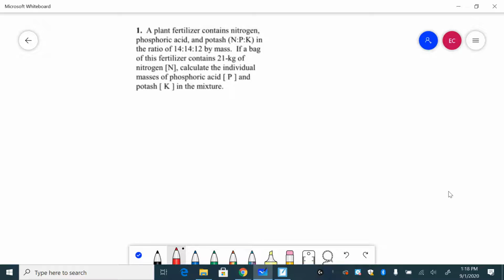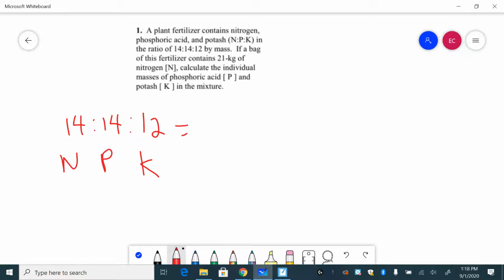So we've got 14:14:12. And I'm going to write the letters underneath it. We've got nitrogen N, P for phosphoric acid, and K for potash. Now I'm going to keep reading. If a bag of fertilizer contains 21 kilograms of nitrogen, so that's a comparative, not a prorated, it's not a total. So I'm ready to just go equals now.